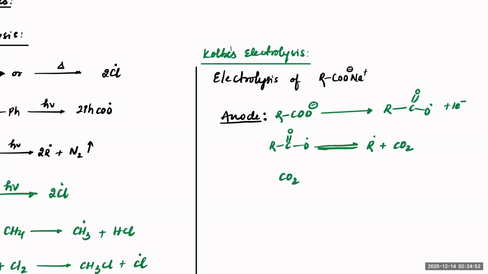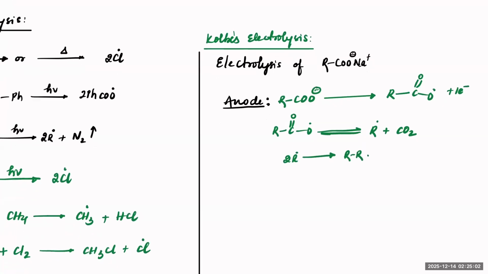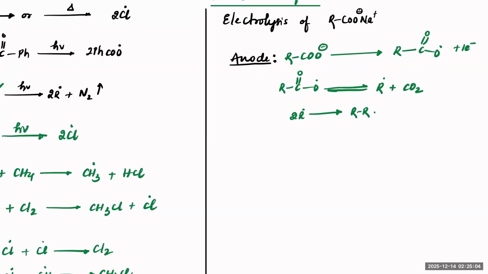And then CO2, this R dot, if at all I have 2 moles of it, so 2 R dot, that will convert into R and R. Okay. This is how the propagation has been done, then the termination has been done. All good, everybody? What is Kolb's electrolysis?